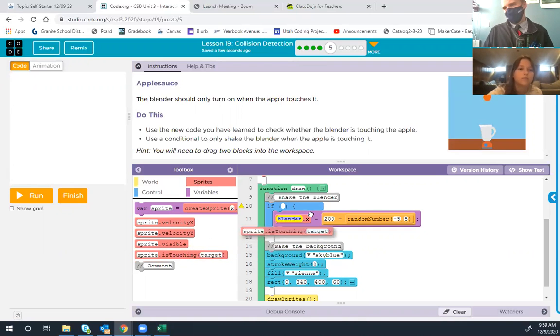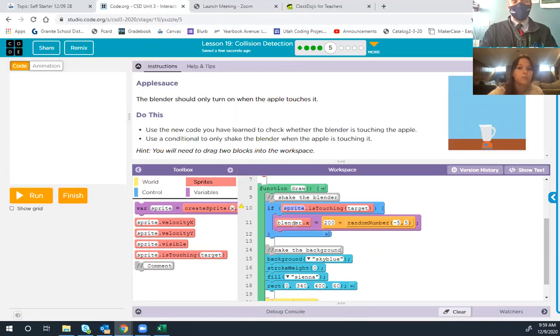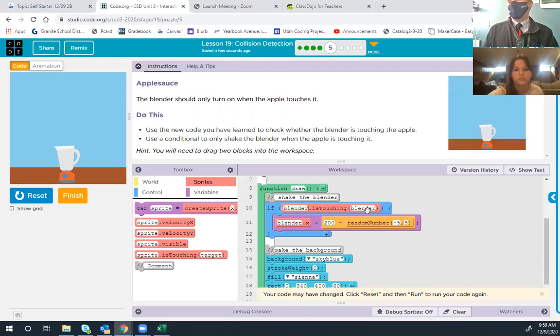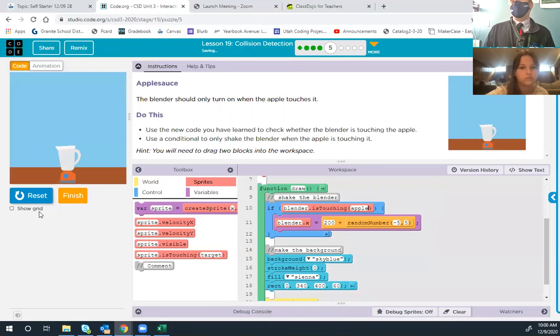So drag this on over. So we say if apple is touching blender, then I run it, and here comes my apple. Blender's not moving. Blender's moving, blender stops moving, okay? And just for kicks, just to show you that it doesn't really matter, if blender is touching apple, then it's going to do the same exact thing. Woo! Was that hard? Nope.